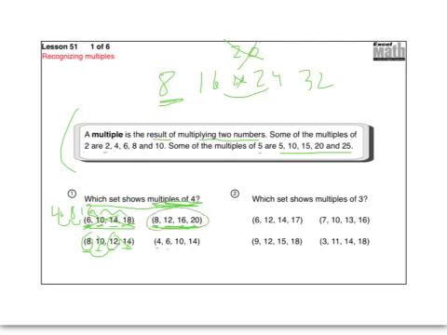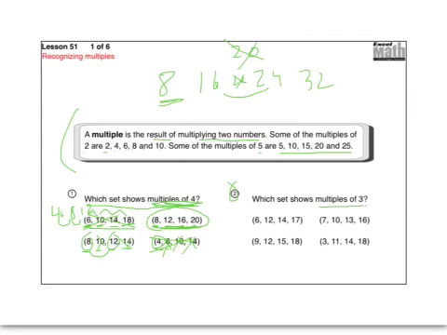And the reason this one isn't right is because that 6 is not a multiple of 4, neither is the 10, neither is the 14. Only 4 is a multiple of 4. So that one doesn't work. Okay, pause the video, try number 2 by yourself, turn it back on when you're ready to see the solution.